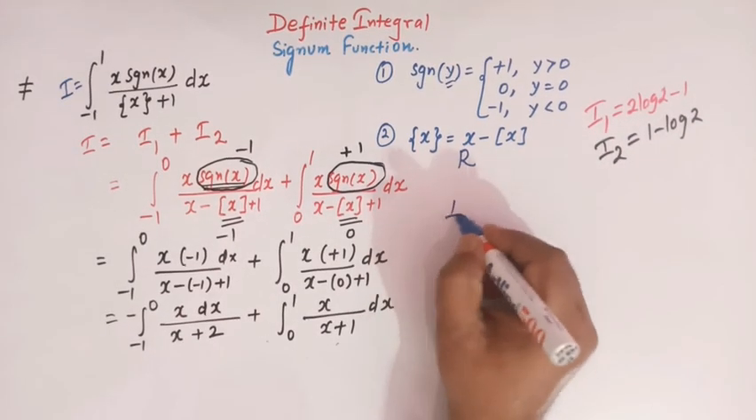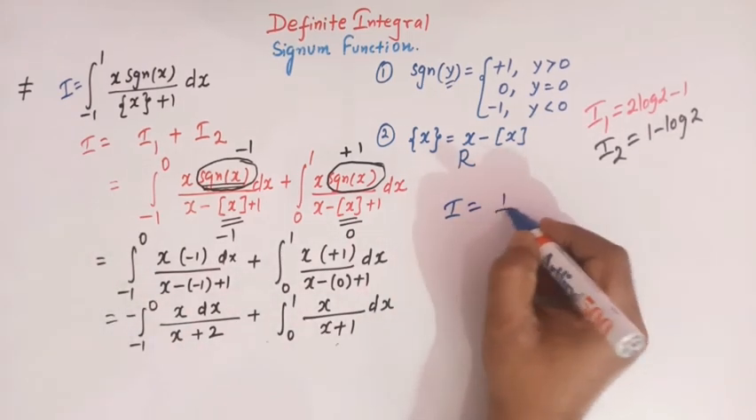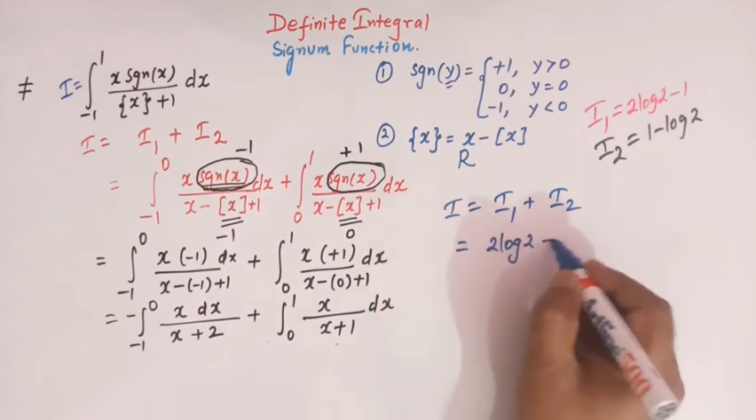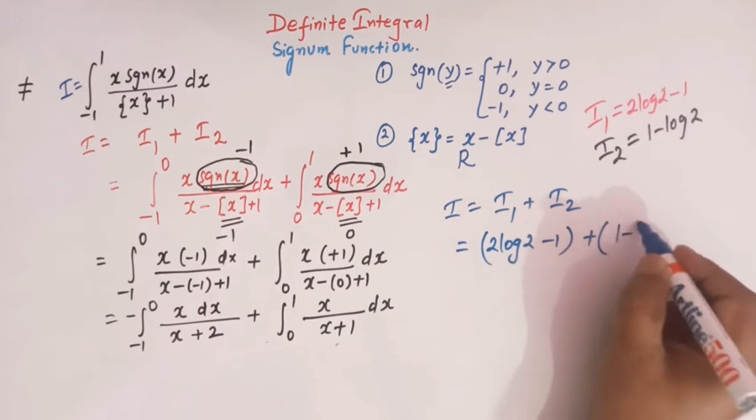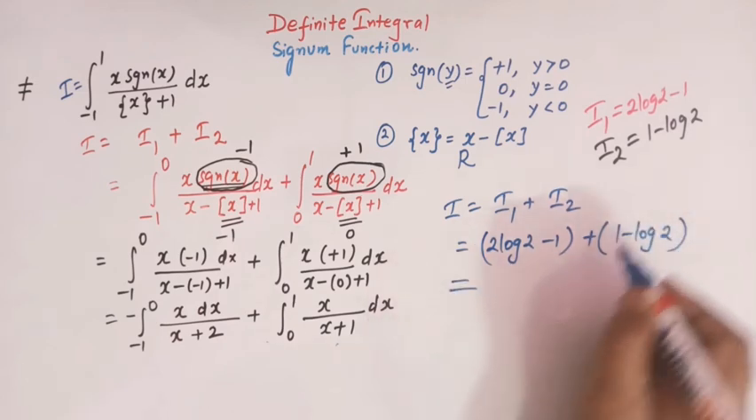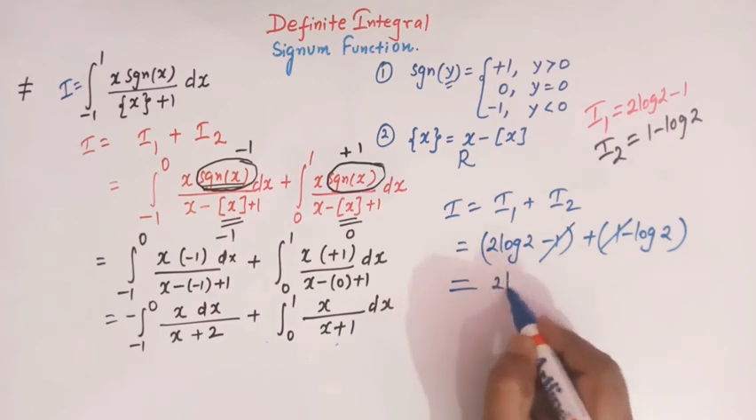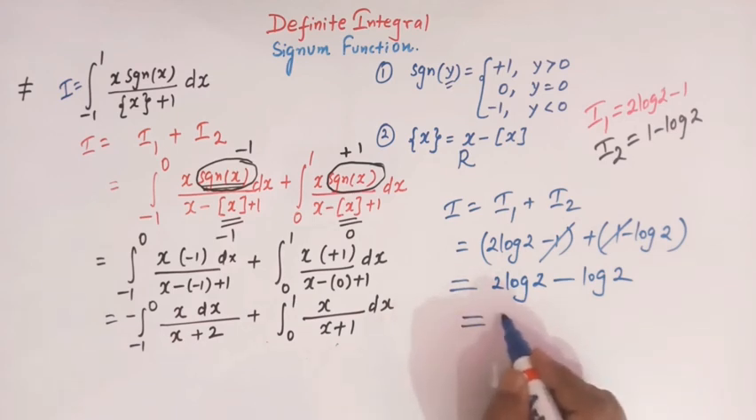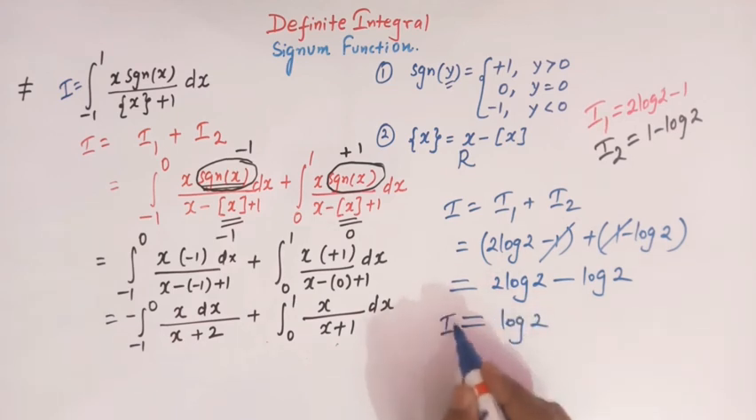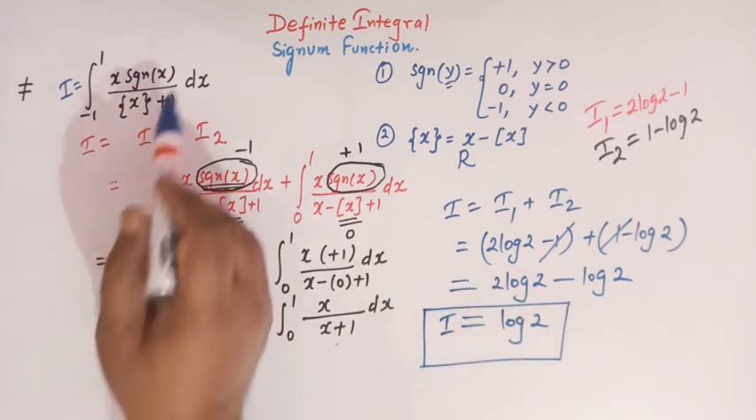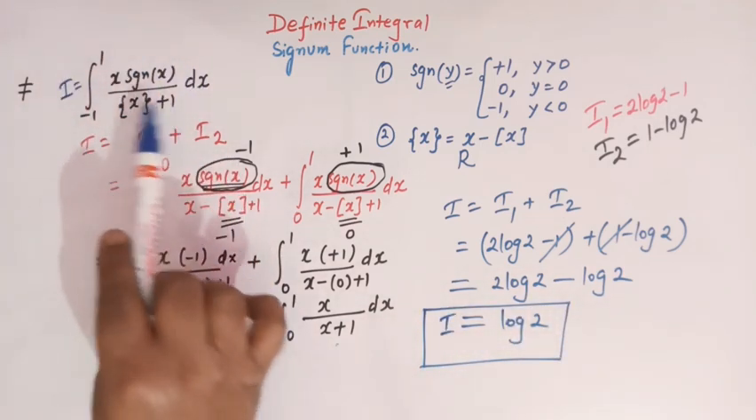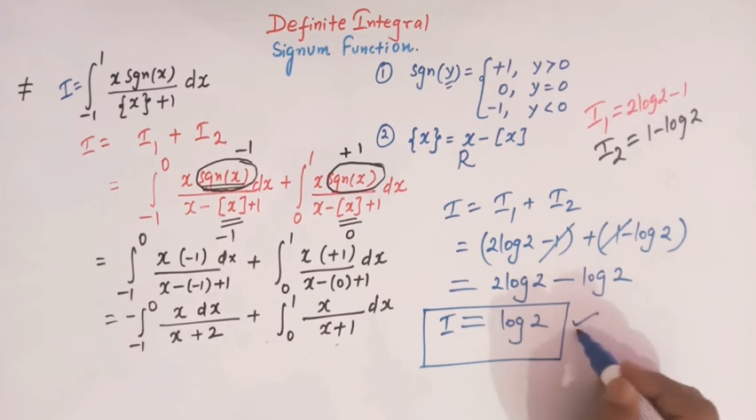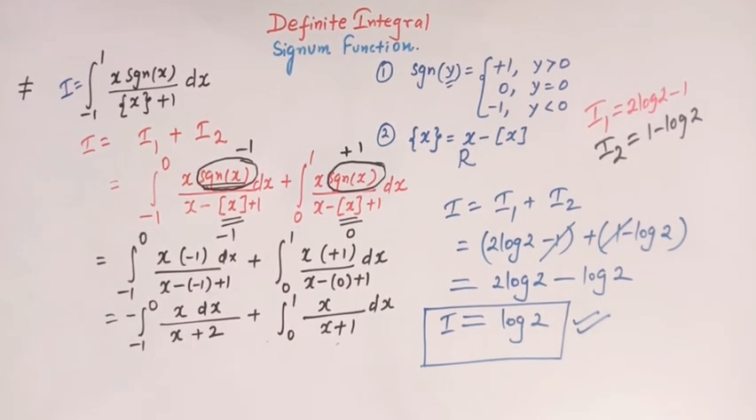So now to get the overall value of I, which is the sum of I1 and I2: I1 is 2 log 2 minus 1, and I2 is 1 minus log of 2, and this one and this one get cancelled. We are left with 2 log 2 minus log of 2, and that is equal to log of 2. So viewers, the value of the given integral, in which the signum function and the fractional part function are involved, is equal to log of 2, and this is how we solve this integral.